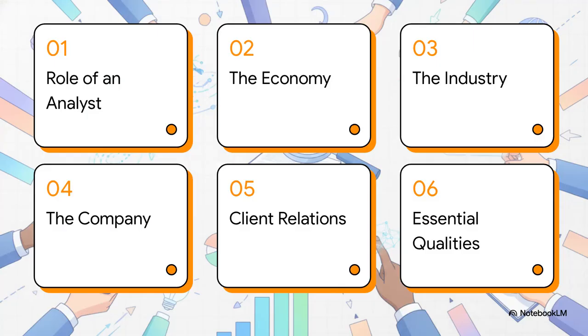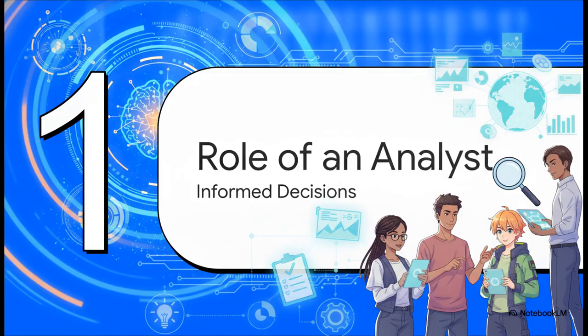Let's take a quick look at our macro to micro roadmap for today. We'll start with the role of a research analyst, then move through our three big pillars: the economy, the industry, and the company. After that, we'll cover communication and client relations, and finally, wrap up with the essential qualities you need to succeed. Okay, let's dive into this.